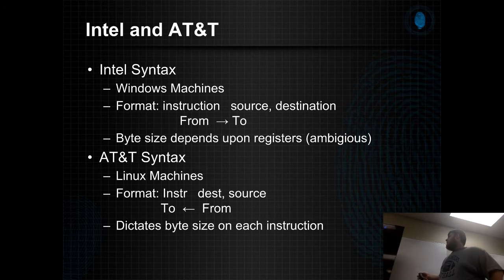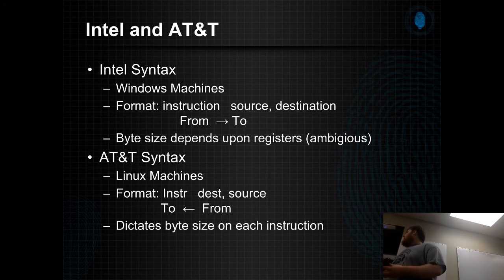Those will be covered mostly for fun, and we'll go over some of the differences in the instruction sets. So we're going to go into some of the differences between Intel and AT&T real quick. The Intel syntax is for Windows machines. The format of the instruction is the instruction followed by the destination and then the source. So if you wanted to move something from one register to another register, you'd move it from the source to the destination. The difference is in AT&T syntax, which is for Linux machines, we have source and then destination. So the source is on the right and the destination is on the left.